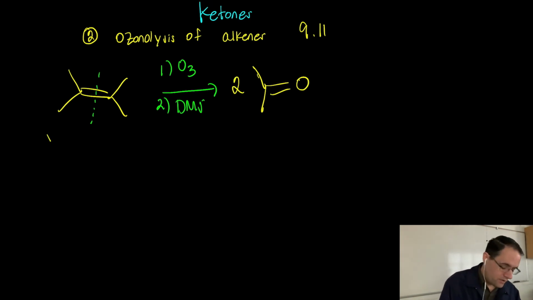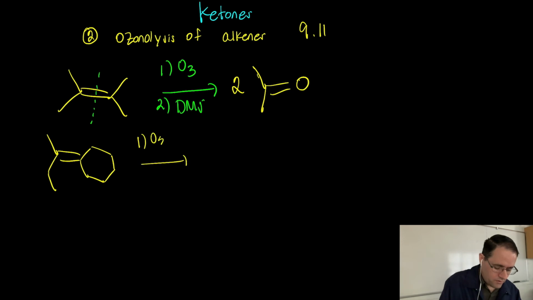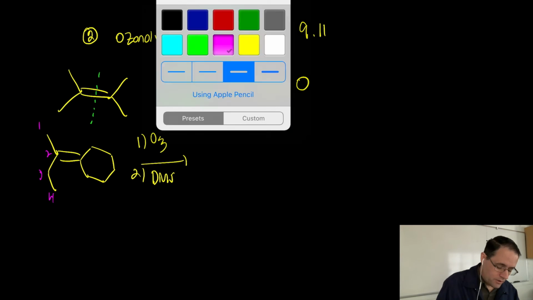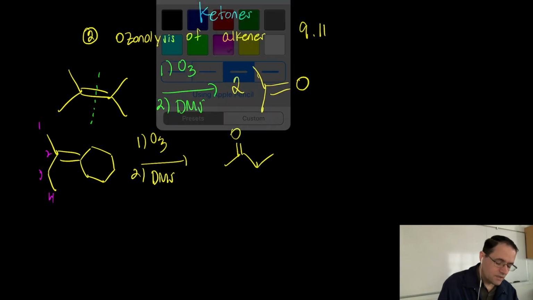Once again, if you have an unsymmetrical molecule, I'll make this side be a ring just to be creative. So we've got a 6-membered ring there, a cyclohexane kind of doubly bonded to this alkyl chain there. Okay, so when we treat this with ozone and dimethyl sulfide, it might be a good idea to count your carbons. So we got 1, 2, 3, 4. So we're going to form a ketone that has 4 carbons.